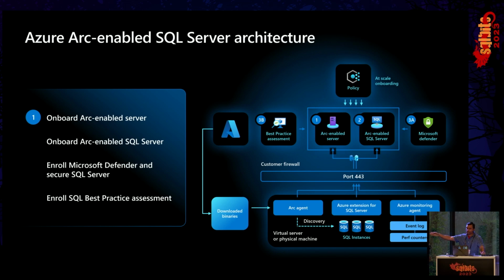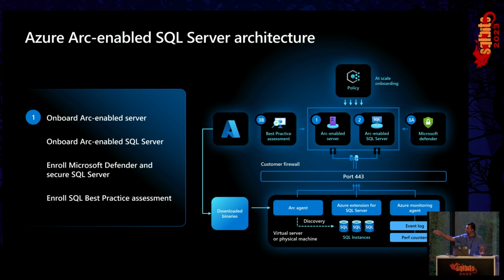You have the Arc agent for SQL Server, that's the middle one. And then you might also have other agents like Azure Monitoring Agent and all that. All these agents are communicating through port 443. If you have proxy servers, you can configure proxy so that the communication goes through the proxy. But otherwise, it's all through 443.